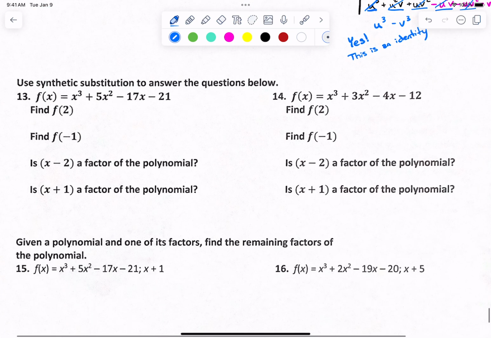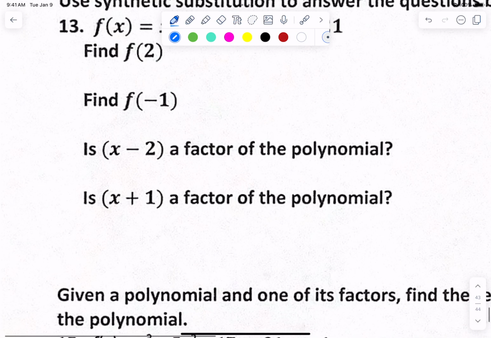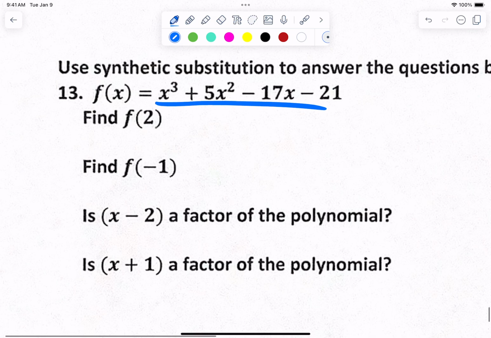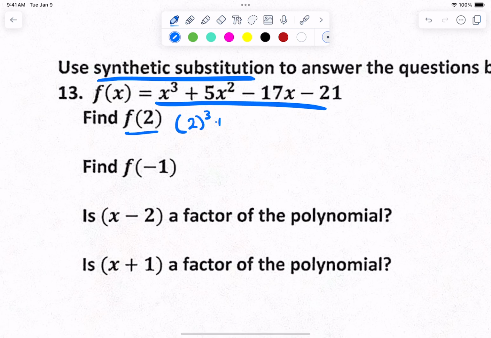All right, 13 and 14. Let's do one together and then we'll do one on your own. Let's do 13 together. Here's my function, and they say use synthetic substitution to find f of 2. What does that mean? Plug it in. Plug it into the x. 2 to the third plus 5 times 2 squared minus 17 times 2 minus 21.